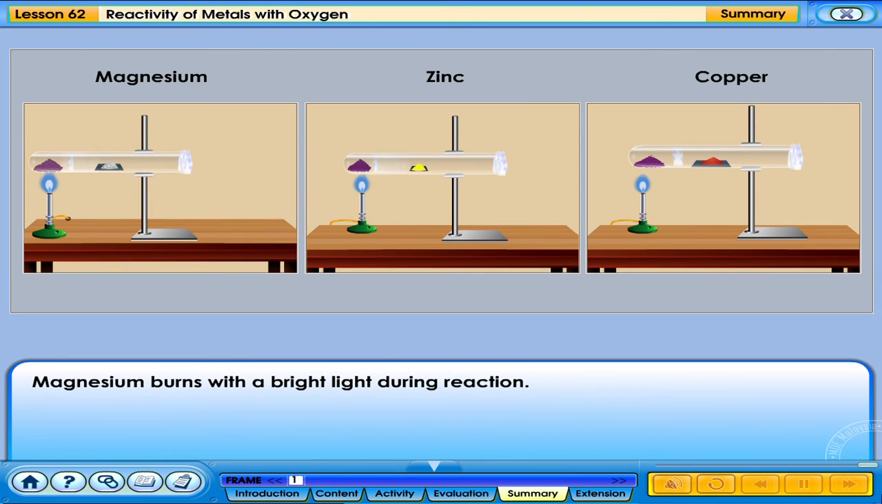Magnesium burns with a bright light during reaction. Zinc burns with a bright glow during reaction. Copper burns with a slight glow. Metals react at different reactivity with oxygen.